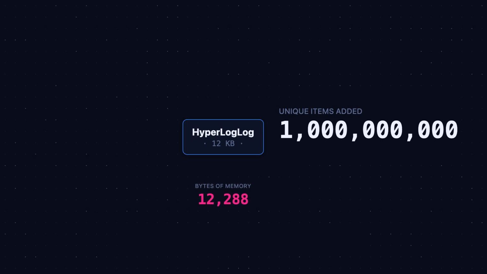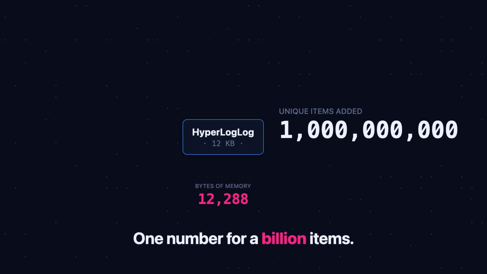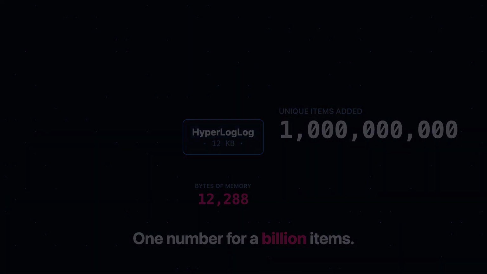Redis has a command for this exact problem. It uses 12 kilobytes. Always. 1 billion users, 10 billion users, doesn't matter. 12 kilobytes, and the answer comes back accurate to within 1%. The data structure behind it is called HyperLogLog. It has a strange name and an even stranger trick. By the end of this video, you'll know exactly how it pulls that off.